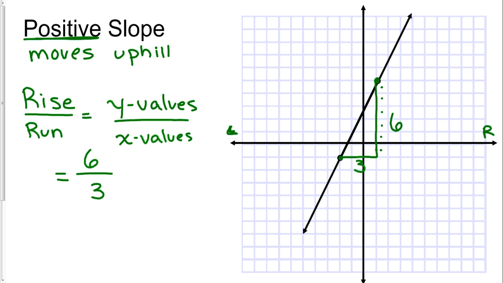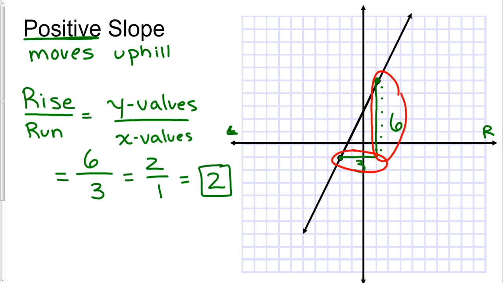And like with any other fraction, we want to reduce this. So 6 over 3 reduces to 2 over 1, or you can just write it as 2. So there's our positive slope. We're going to look at our 2 points. We're going to draw a right triangle. Look at our run, our change in x values, and then look at our rise, our change in y values. Last thing, we're going to make sure, because we've got a positive slope, that our value is positive, and it is.